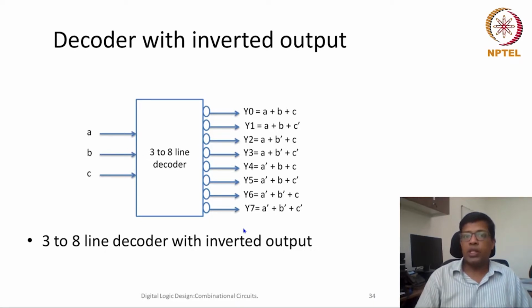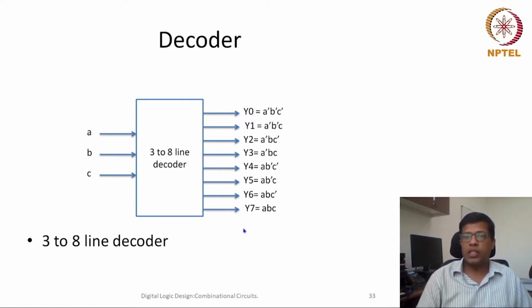One method we know: if this was my non-inverted output and I want to make it an inverted output, what should I do? I can use De Morgan's law. In De Morgan's law, A dash B dash C dash, and then Y0 dash, will become A plus B plus C. So this is one method.